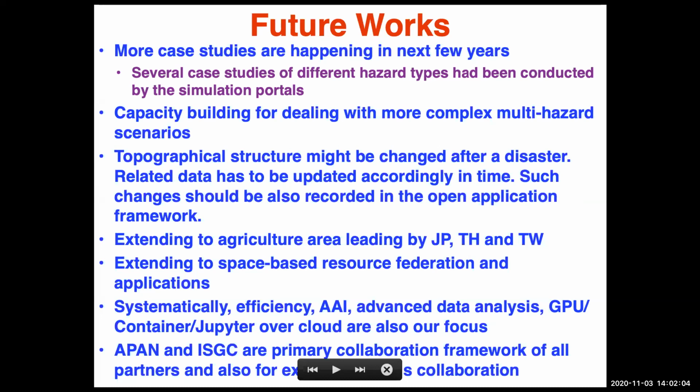We've also been extending this collaboration to the agricultural area, led by Japan, Thailand, and Taiwan, and to space-based resource federation, etc. Systematically, efficiency, authentication and authorization infrastructure, an advanced data analysis pipeline, and GPU container Jupyter over cloud are also our focus, and some of them have been implemented in the regional collaboration. The next slide, please.